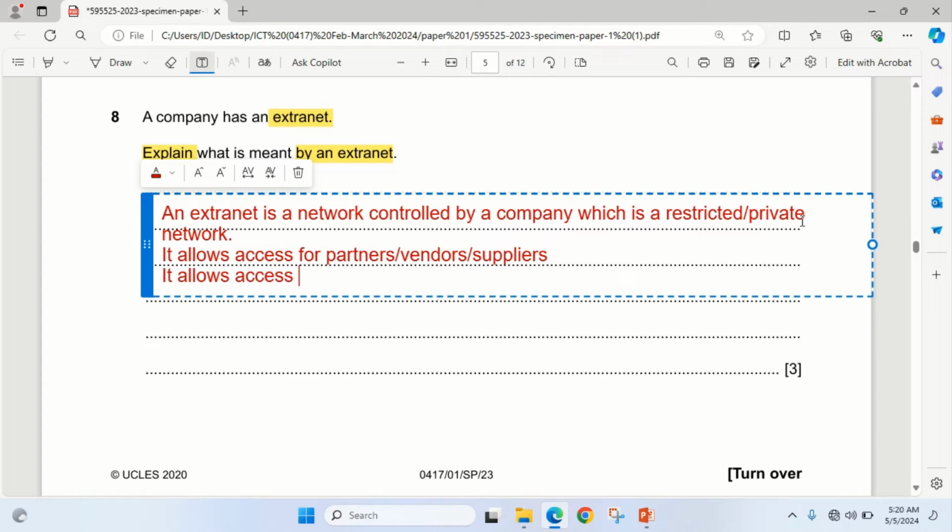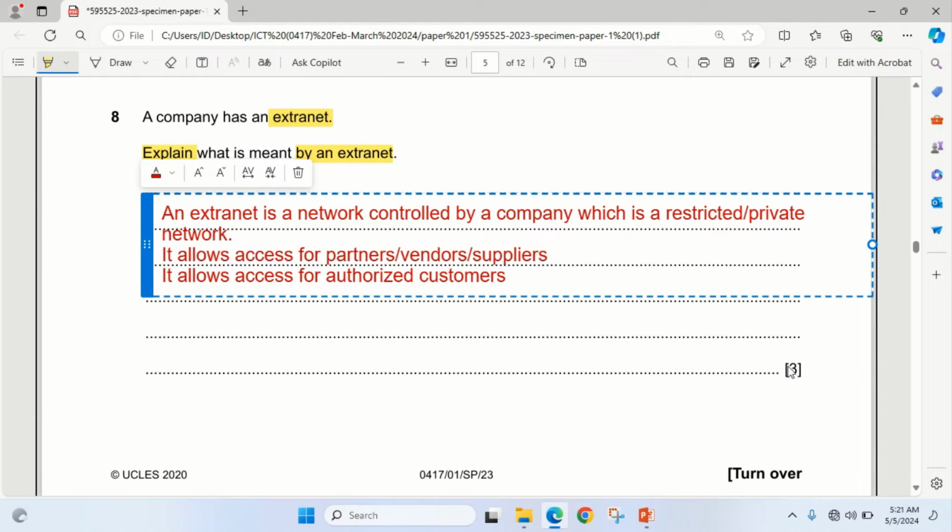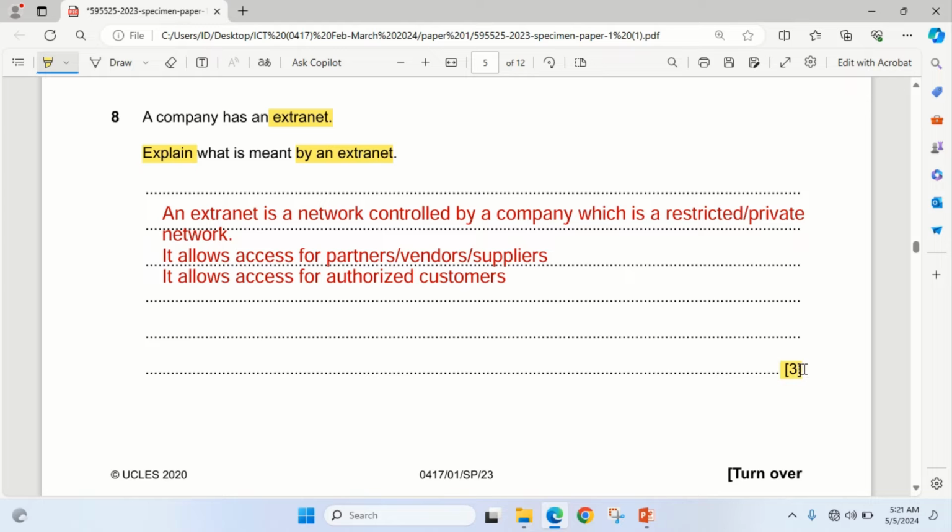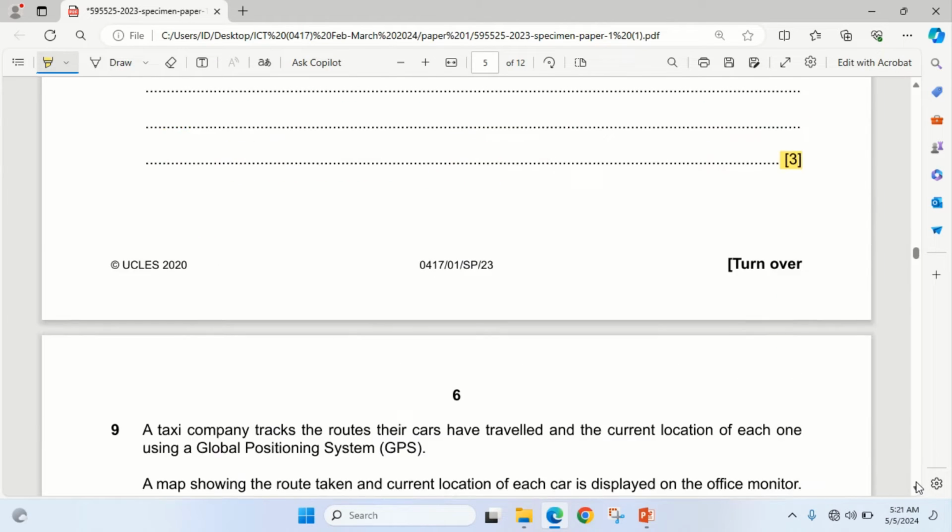So that means before you can access the extranet of a company, you must be authorized. Maybe there will be some authentication techniques that will be used to confirm that you are an authorized customer or partner of that company. So any 3 points here will fetch you the 3 marks. So it's very simple. Then the next question is question 9.